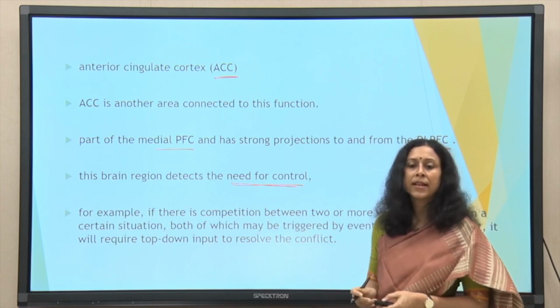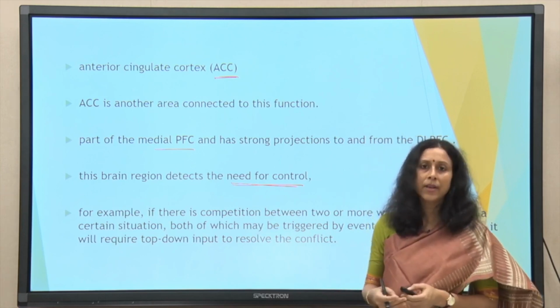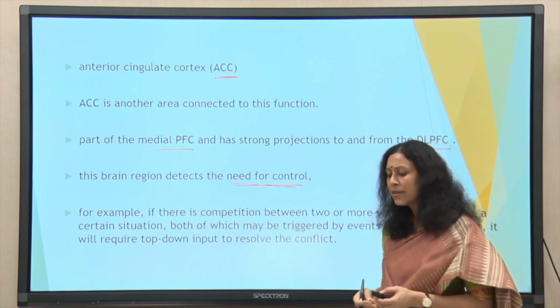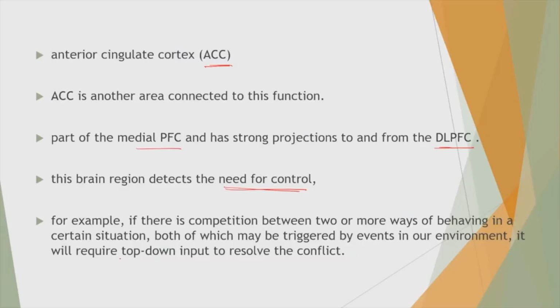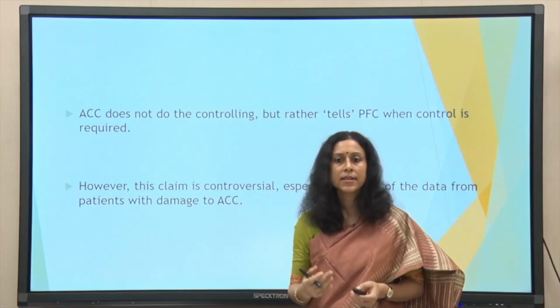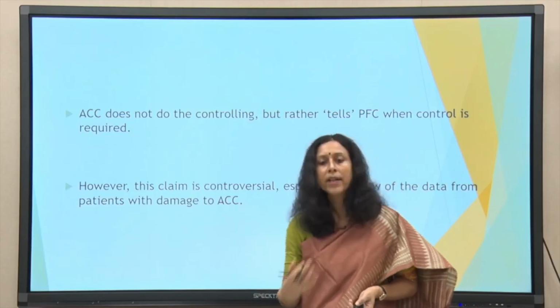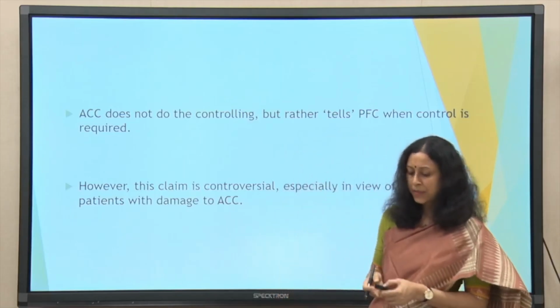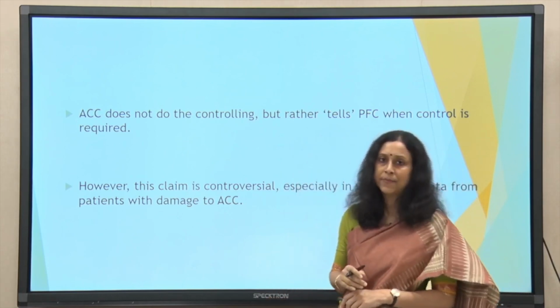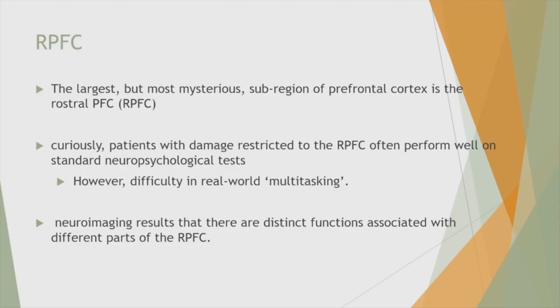For example, there is a competition between two ways of behaving in a certain scenario, both of which may be triggered by events in our environment. It will require a top down input to resolve the conflict. What should be done given that particular scenario? So, ACC comes into this picture. It does not do the controlling per se, but it rather tells the PFC when control is required, as per the claims of some researchers. However, it has been challenged, as we have seen in many other cases.